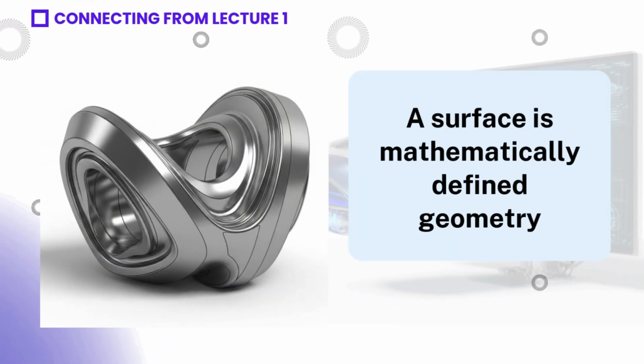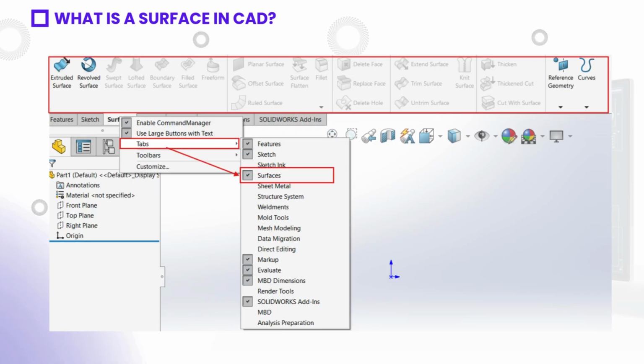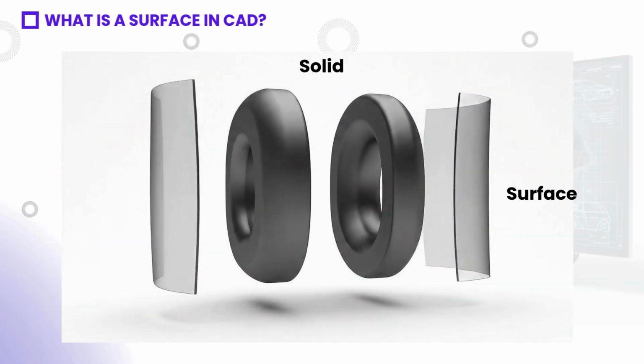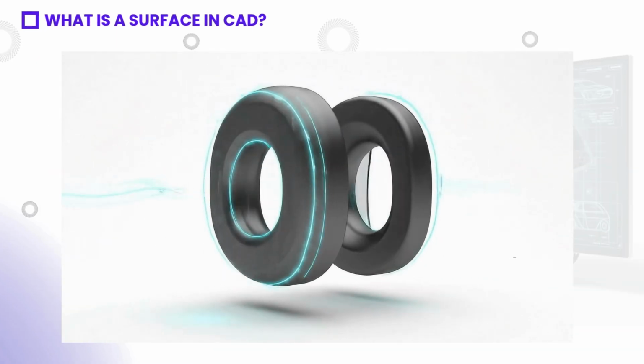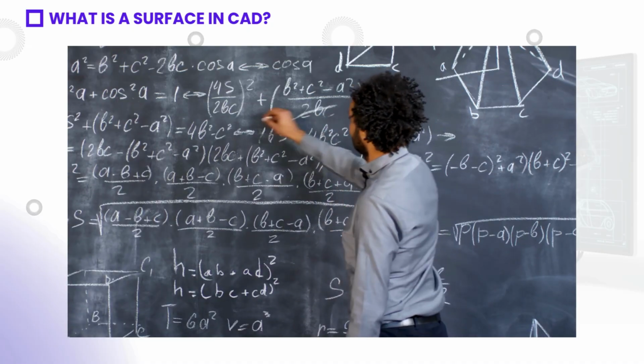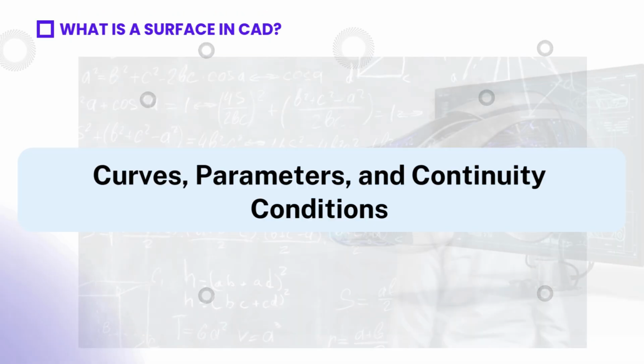In SOLIDWORKS, a surface is mathematically defined geometry. If surface tools are not visible, they can be enabled by right-clicking on the Command Manager, going to Tools, and turning on the Surfaces tab. Unlike solids, surfaces do not represent volume. They represent shape using parametric equations. Every surface you create is controlled by curves, parameters, and continuity conditions.